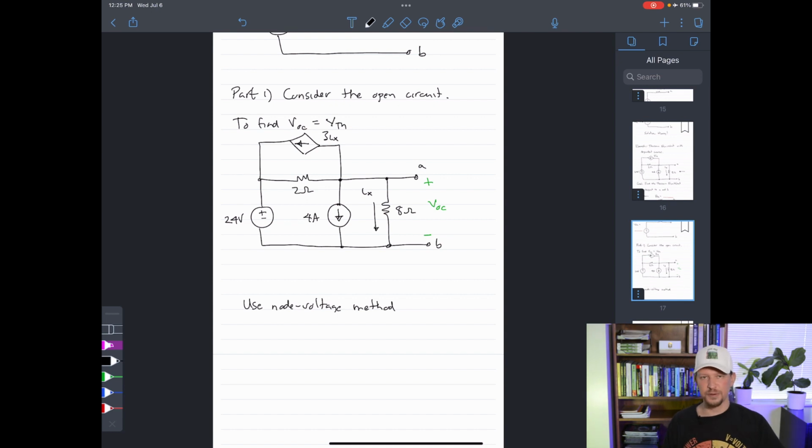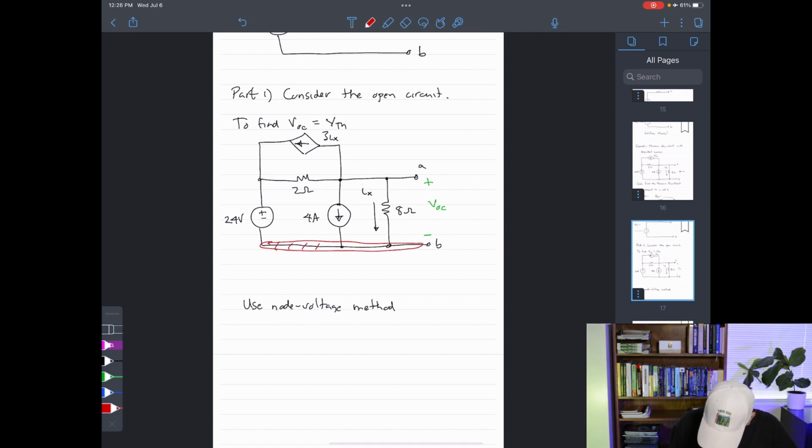Now, do I have to use the node voltage method? No. I can use any other method that I want. This is just my choice. So here I'm going to identify my nodes. There's one large node down here. I already know that I'm going to choose this as my ground.